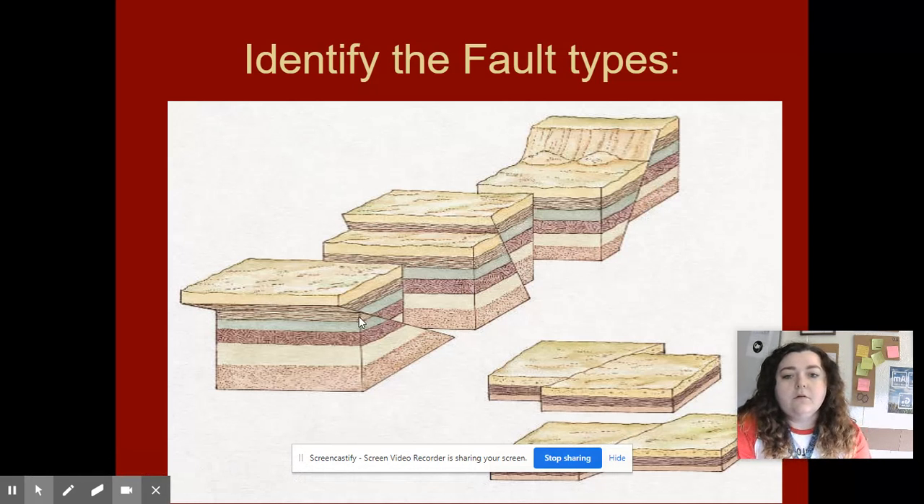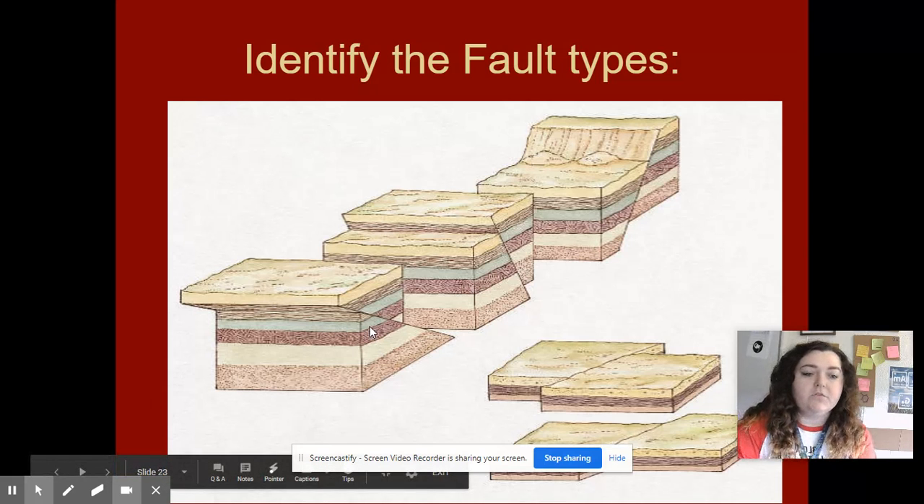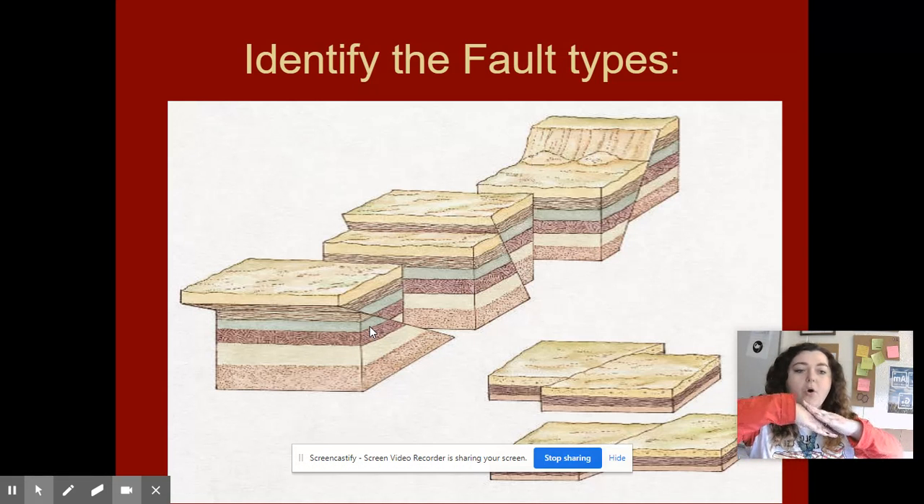Here, this is the hanging wall. This is the footwall. So if we have the hanging wall going over the footwall, that means we're having two pieces of rock or land being converged or pushed together. So if it's a convergent boundary and we have the hanging wall going above the footwall, that's going to be a reverse fault.